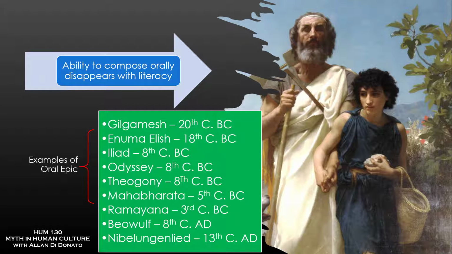The Iliad and Odyssey, even the Theogony of Hesiod, which we looked at with Prometheus, those are all 8th century BC most likely. The Mahabharata, the world's longest epic, 5th century BC. The Ramayana, we'll be covering that later this semester, 3rd century BC. Beowulf, which we'll also be doing. Now we're jumping into 8th century AD, and then Nibelungenlied, which we won't be reading, but we will be referring back to when we do the story of Sigurd, 13th century.